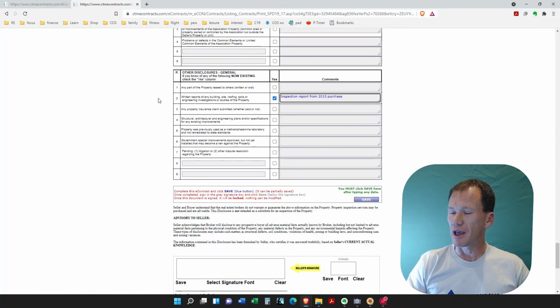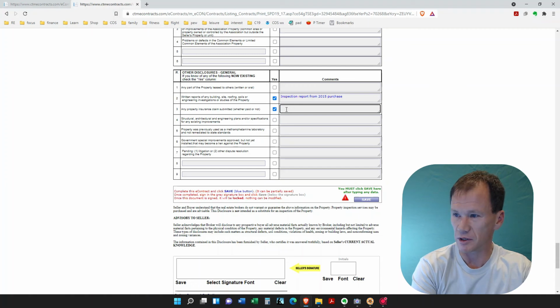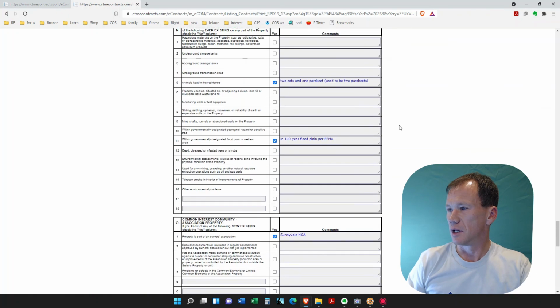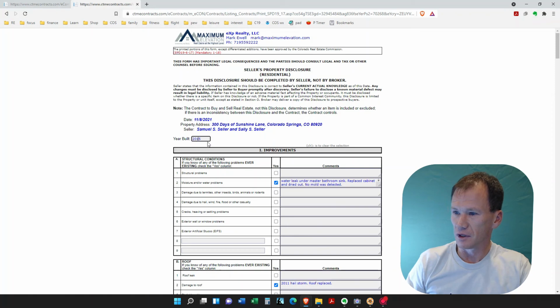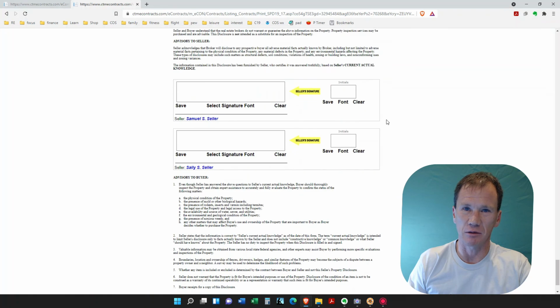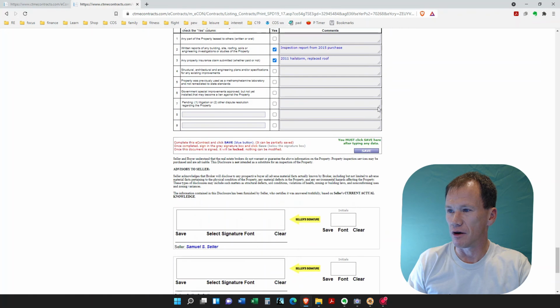Any property insurance claims submitted, whether paid or not. Yes. I said this house was built in 2015. I'm going to go back and change that just for consistency on this house. But I said we had a 2011 hailstorm, replaced roof. And just because I want to be consistent, I'm going to back this up and we'll say the house was built in 2005. I'm just making all this up, but no need for it to be that far off.